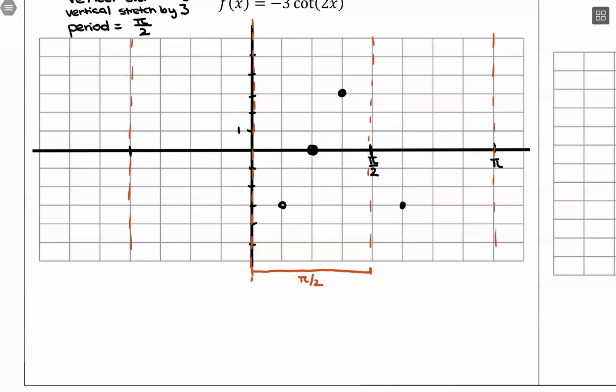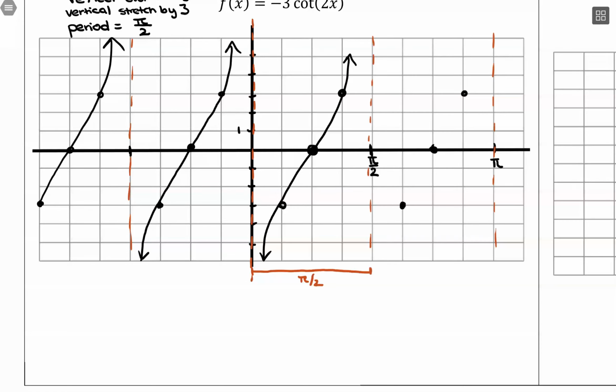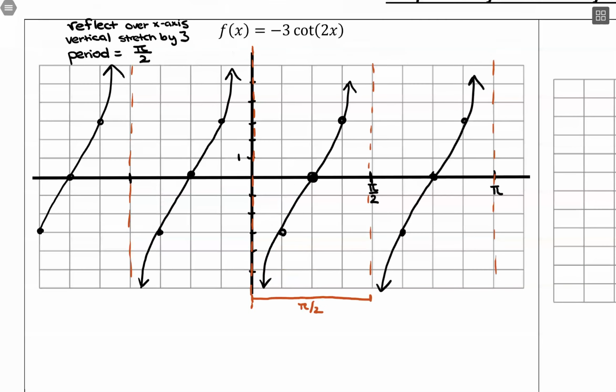So negative 3, 0, positive 3. And negative 3, 0, positive 3. And we could do one more over here. Negative 3, 0, positive 3. All right, and there's our graph. So we have our vertical stretch. We reflected over the x-axis, and we adjusted the period to be pi over 2 instead of pi.